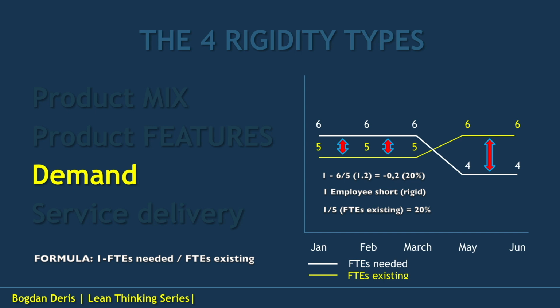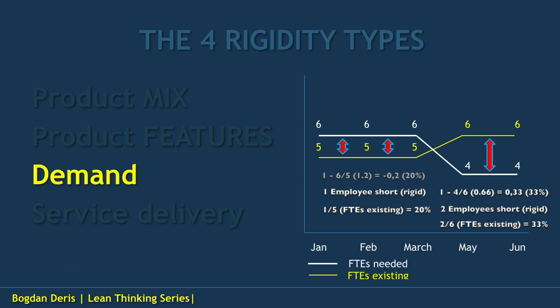If we apply the same formula for May, then we would have 1 minus 4 divided by 6, which is 0.66, and we get to approximately 0.33. We see that we are 2 employees rigid or 2 employees short, which is approximately 33% out of the 6 employees that are actually at work.